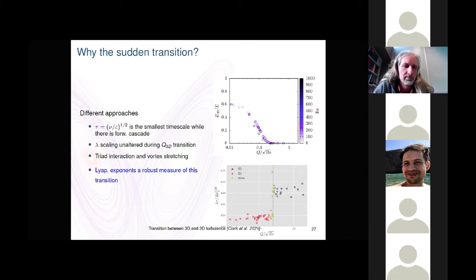So in this case it showed us that the Lyapunov exponent is not only a very robust measure, but also very good to determine some properties of the system. And actually, in this case, it seems much more precise than the energy, for instance.